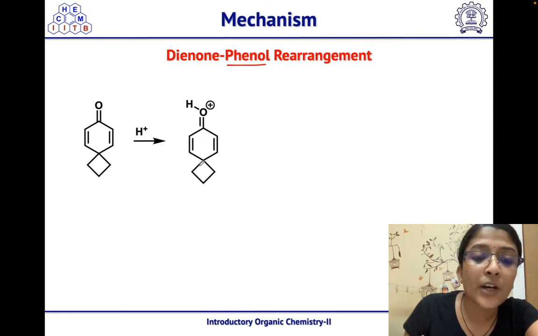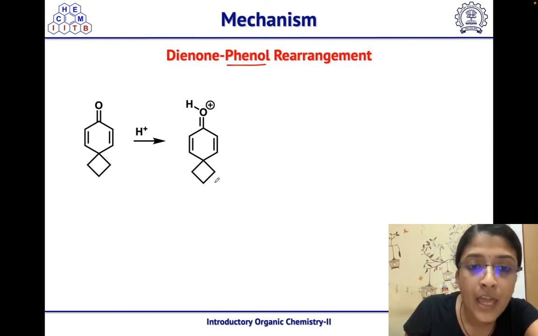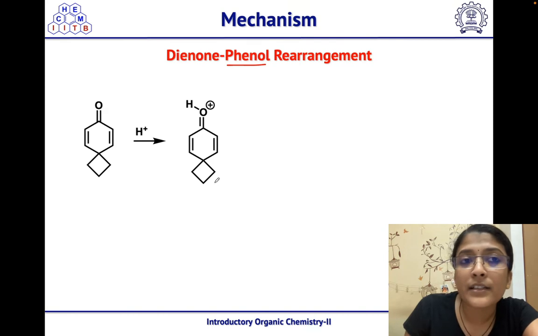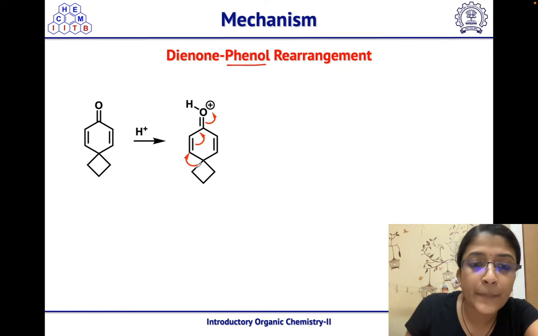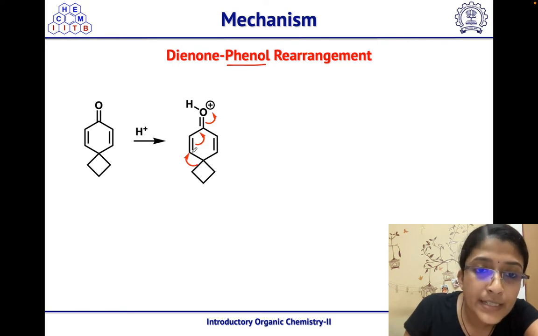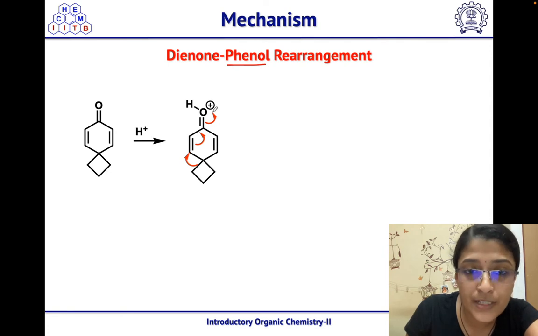And now there is a cyclobutane ring here. We have discussed that the cyclobutane has ring strain, and if there is a chance to open up, the cyclobutane ring will definitely open up. Now it can open up in this direction also, this direction also, but both will give identical product. So we will see the mechanism. If it is opening up in this direction, this double bond will migrate to give a double bond at this position. The carbon-oxygen bond will break and it will neutralize the positive charge on oxygen.